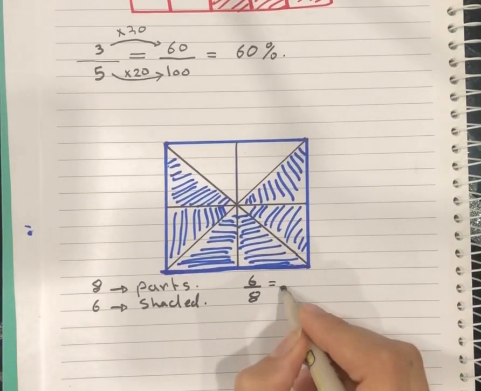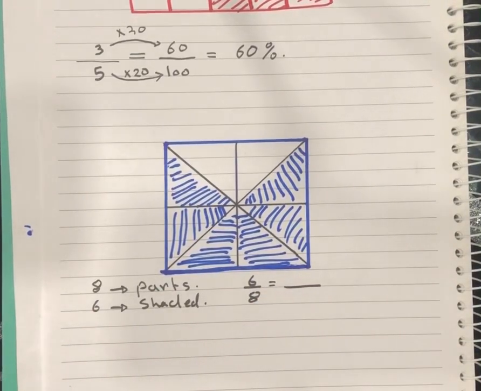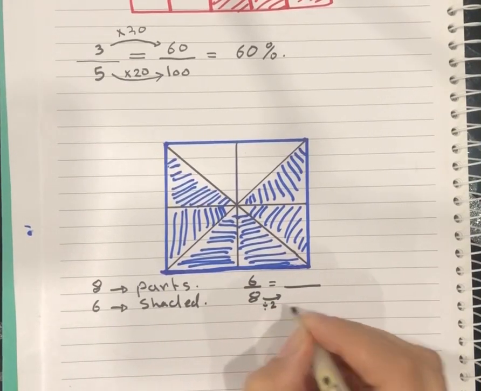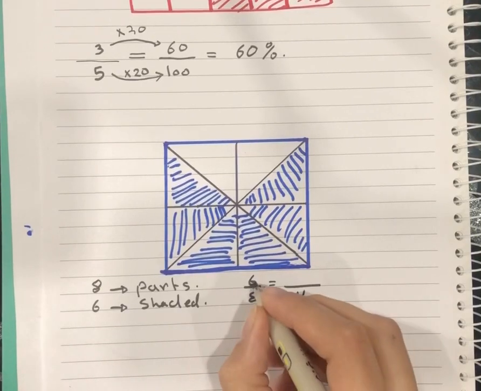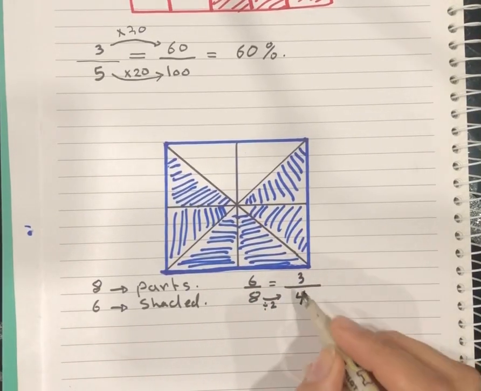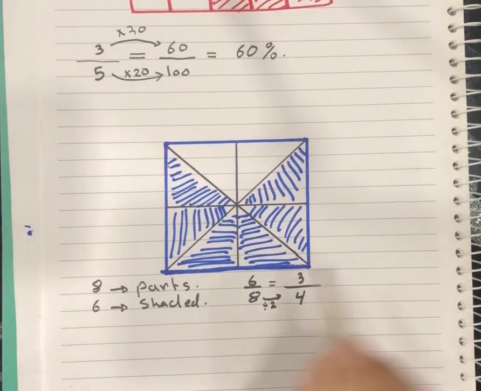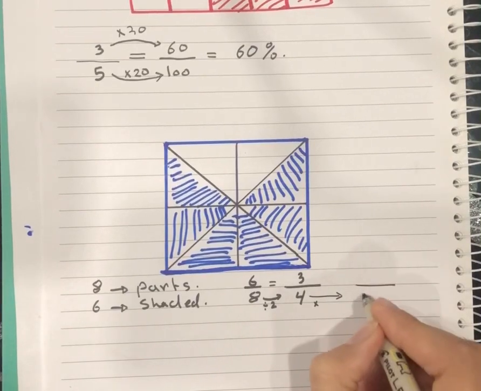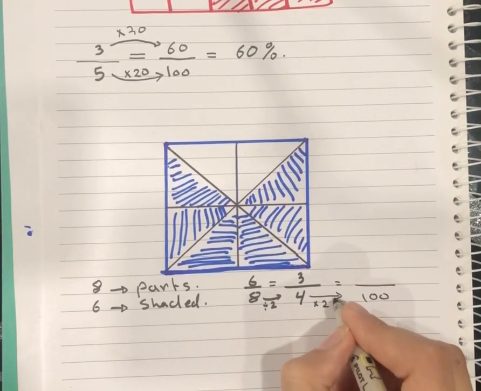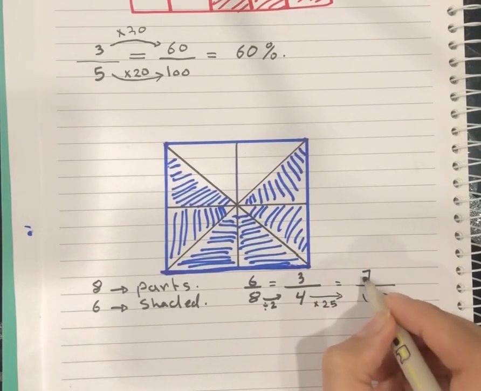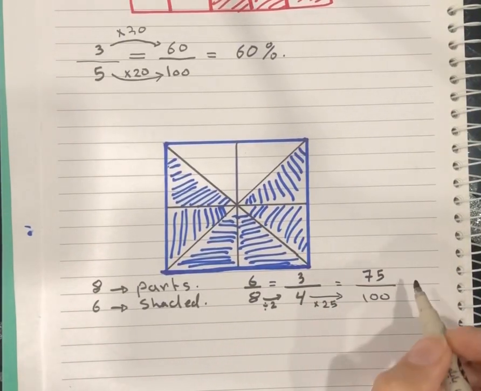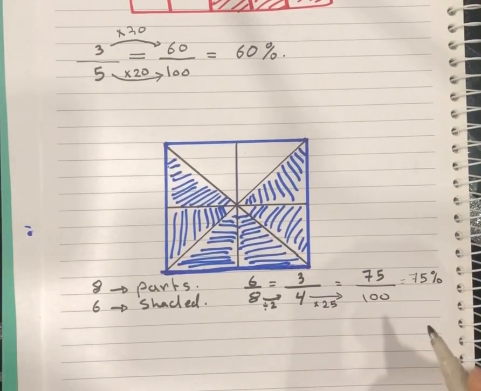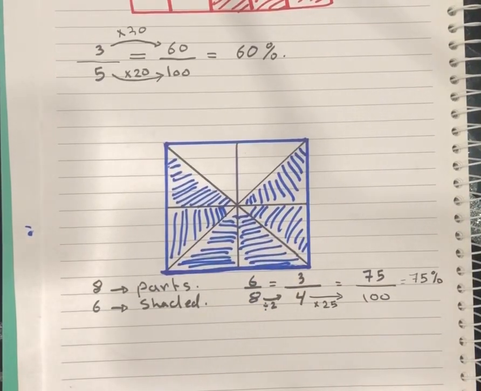You might do the simplest form of this fraction. The simplest form will be done by dividing by 2. So 8 divided by 2 is 4. 6 divided by 2 is 3. Now you have 3 out of 4. And from the box of hundreds, we know that the 4 can be turned into 100 if we multiply it by 25. And 3 times 25 is 75. So 75 out of 100 is 75%. So 75% of this whole square has been shaded.